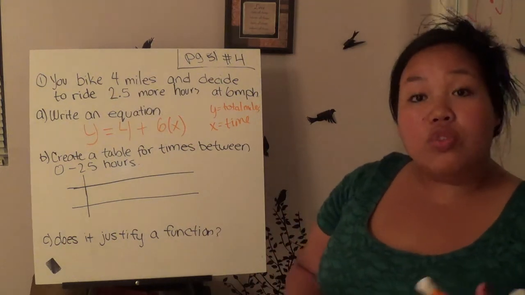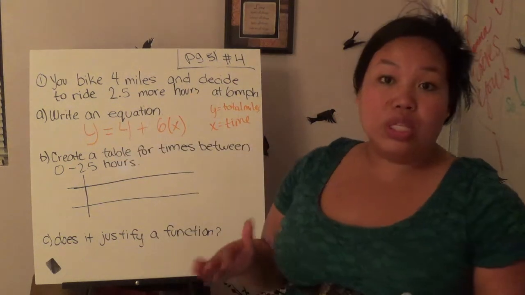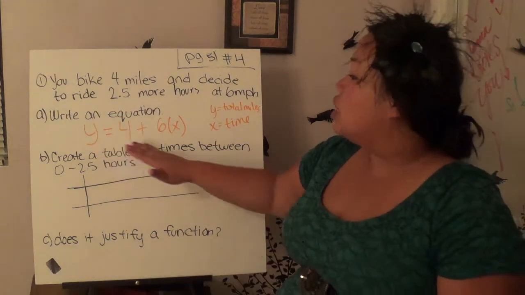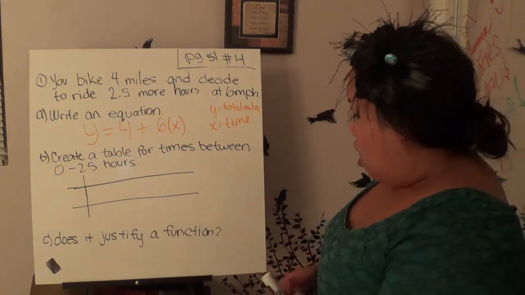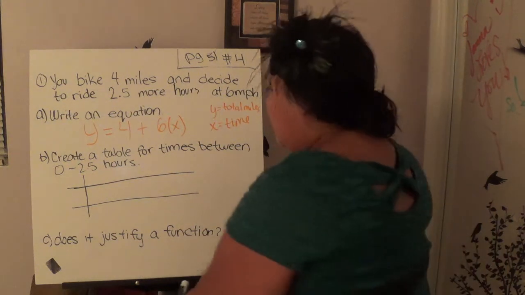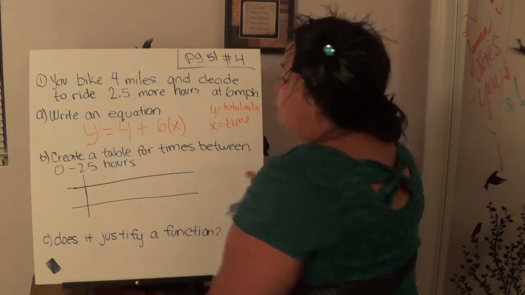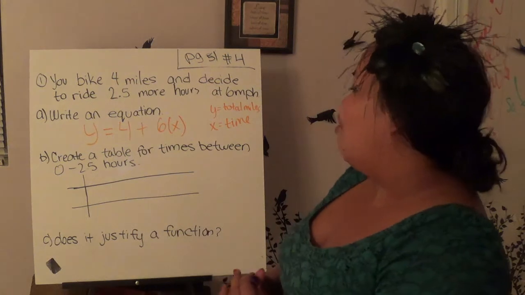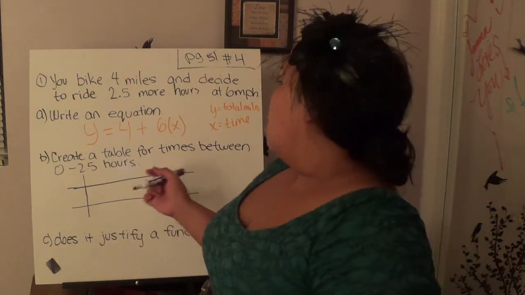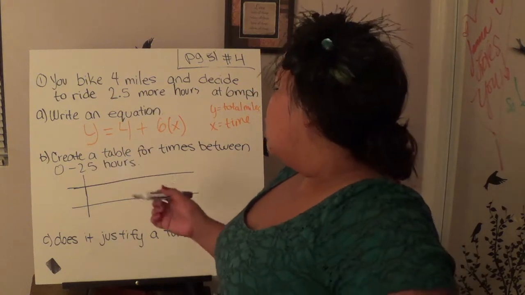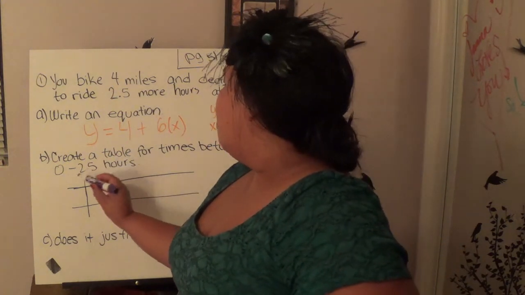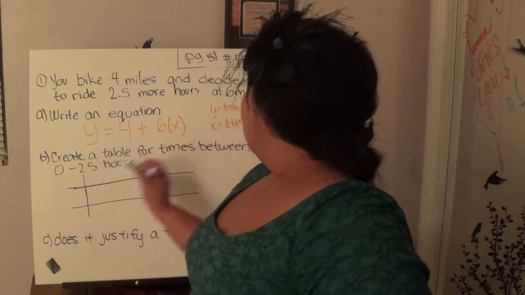Now, if you're not quite sure if you can do those equations on your own, don't worry, we'll take it slowly. But as long as you understand how the equation is established, then you should be all set. Now, this is a table, right? And it wants me to create a table for times between 0 to 2.5 hours. So this will be my time.